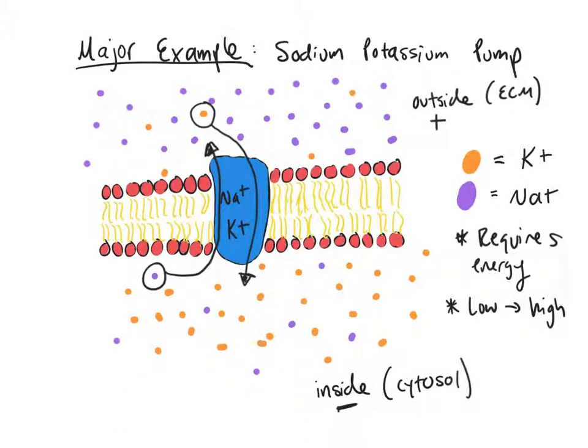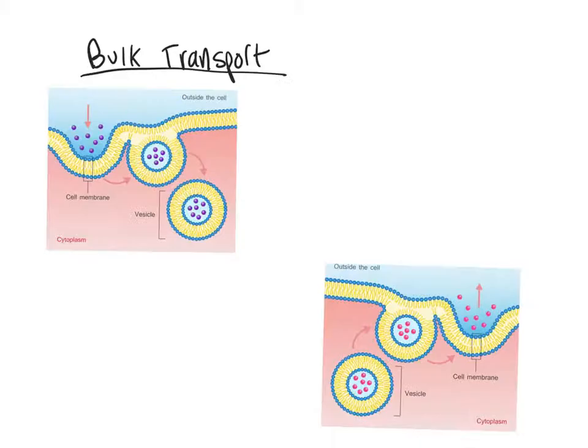Next, let's look and see how large materials get in and out of the cell. Bulk transport is what we refer to as moving large molecules in and out of the cell. So think large molecules are going to require ATP to get in, and they're actually also moving from low to high. So there are two different types of active bulk transport.